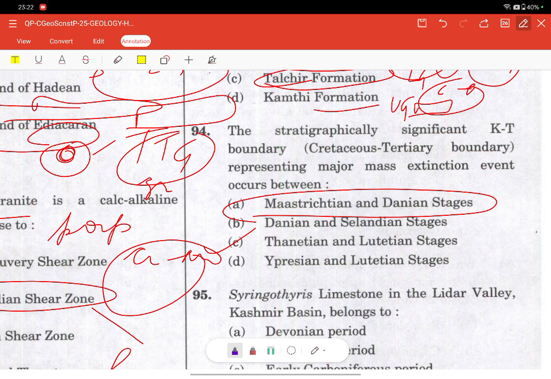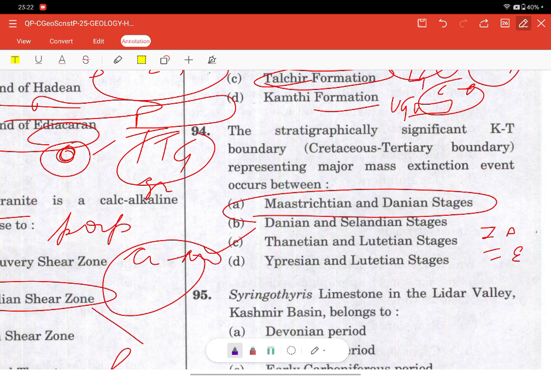It was an extinction of the non-avian dinosaurs, ammonites and many planktonic foraminifera. It is marked by the iridium anomaly, impact ejecta and the Chicxulub crater. So it is one of the most precisely defined stratigraphic boundaries.